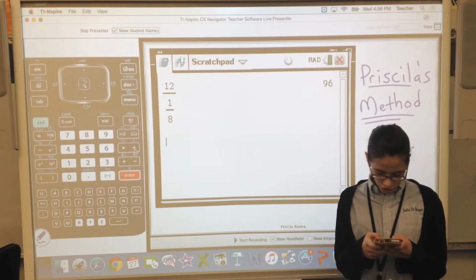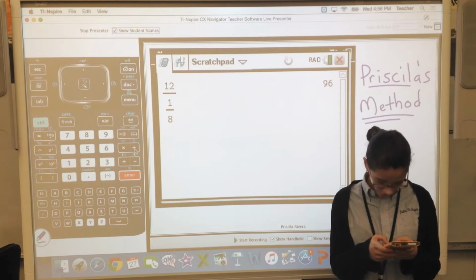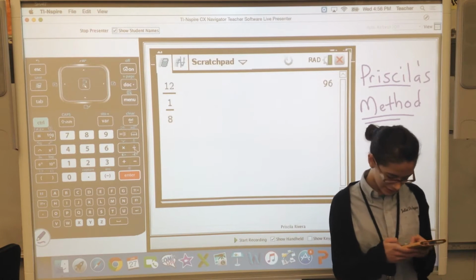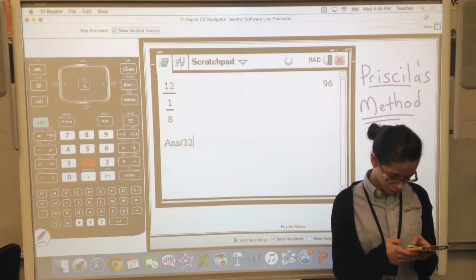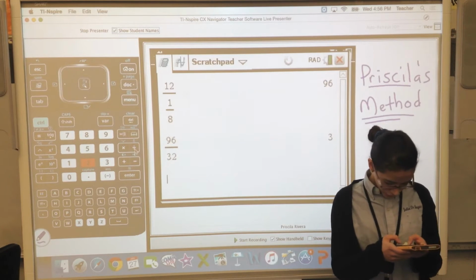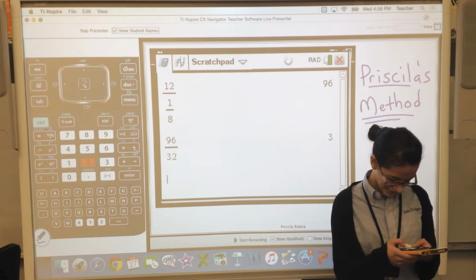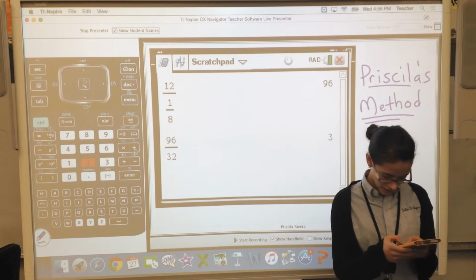If there are 32 students, I can divide 96 by 32 to know how many slices each student gets, which equals 3.